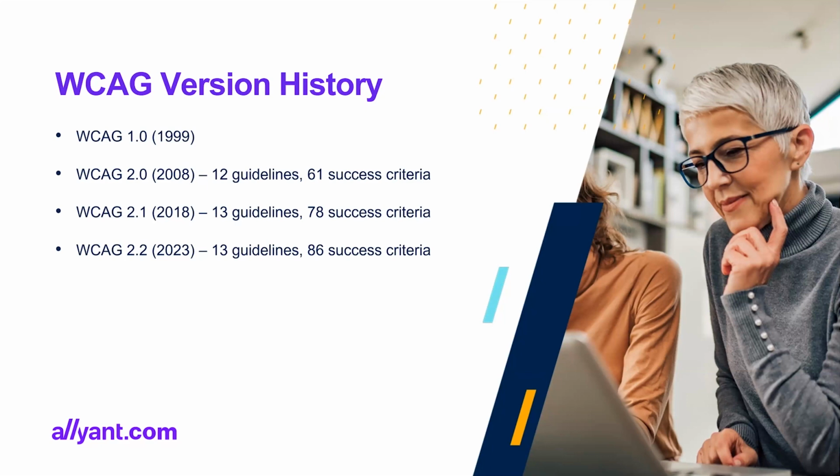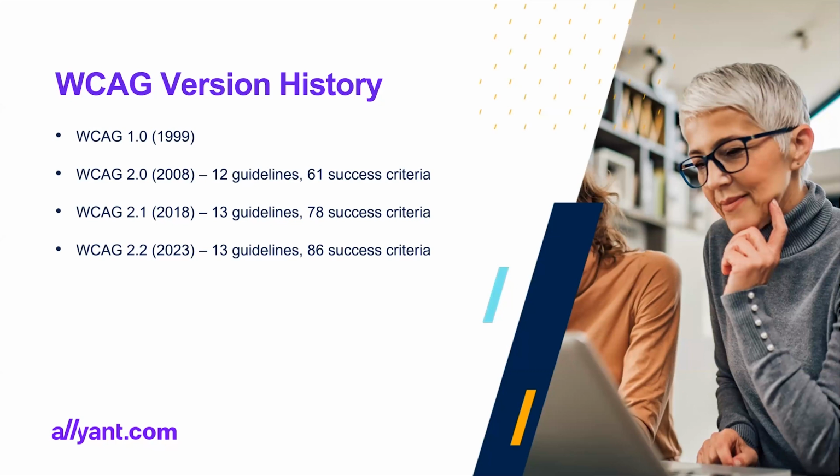WCAG 1.0 is almost more like a checklist: you must check this box, you must do this thing. If you can't do this thing, you can't conform. WCAG 2.0, with its new structure, is a lot more flexible in that regard. WCAG 2.0 came out in 2008, and it rolled out with 12 guidelines and 61 success criteria. And as new versions, 2.1 and 2.2, came out, they built upon one another.